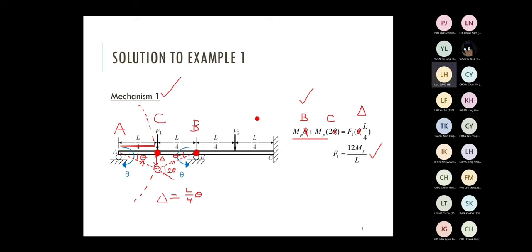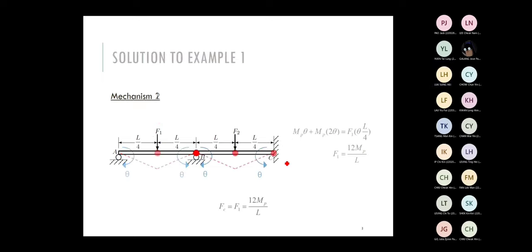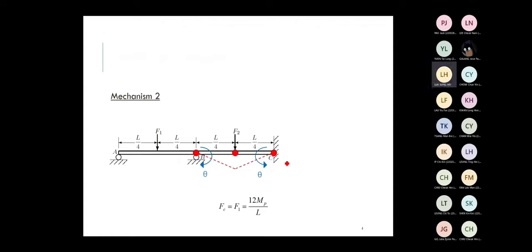For mechanism 2, you just repeat the same thing. I think this method is quite consistent. You just consider the failure mechanism and then use the virtual work equation right here, and then eliminate the angle on both sides. For mechanism 2, there are three plastic hinges formed.